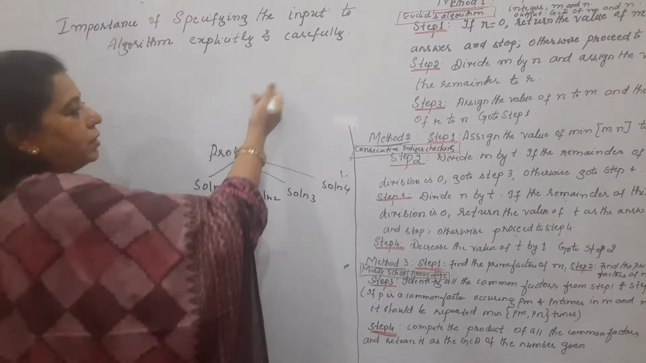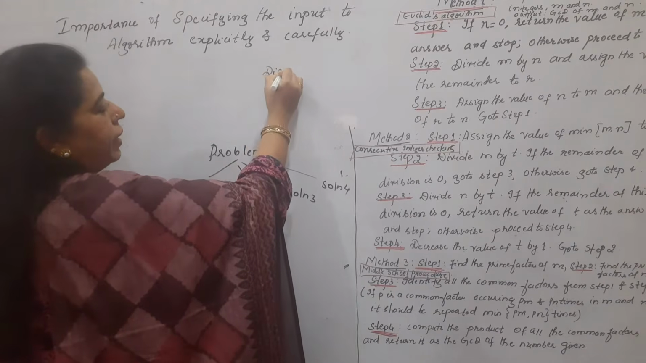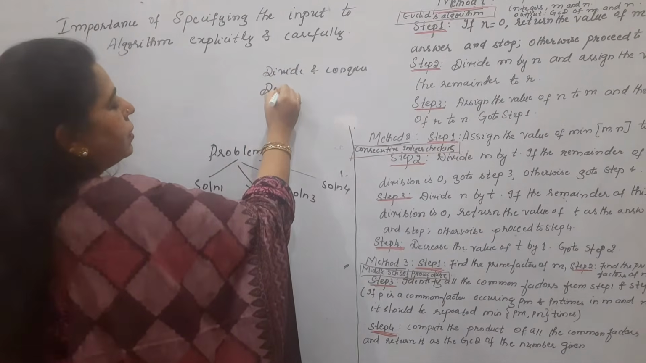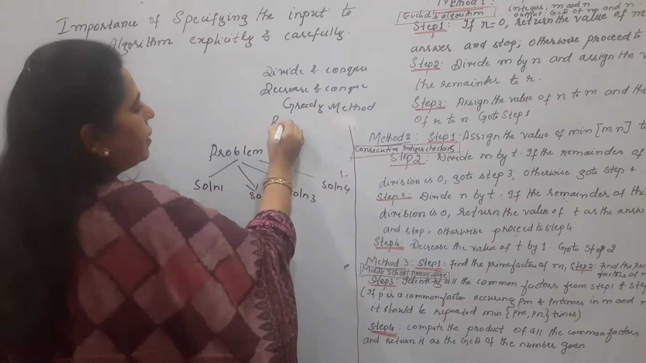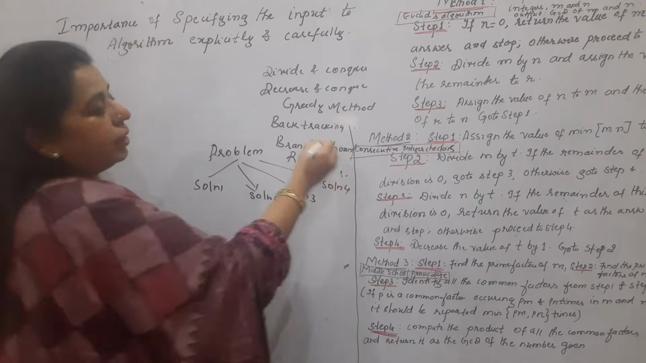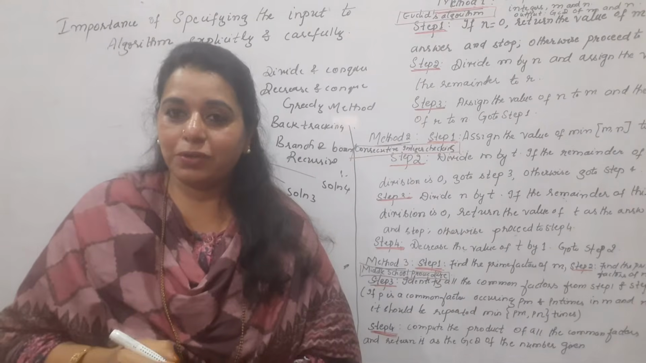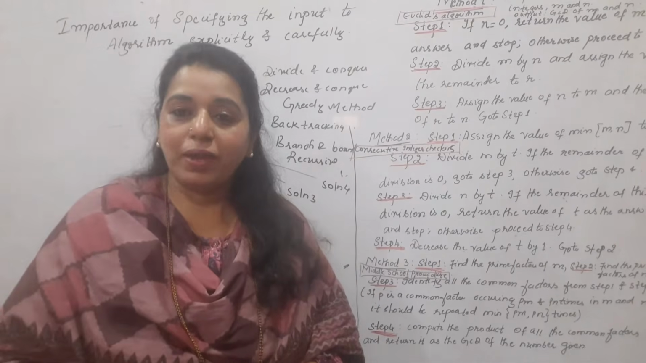If you look into the textbook, you come across different techniques, for example divide and conquer technique, decrease and conquer, greedy method, backtracking, branch and bound, and the recursive technique. I have mentioned here a few techniques which you make use of in order to solve the problem. You have different solutions to solve a problem.